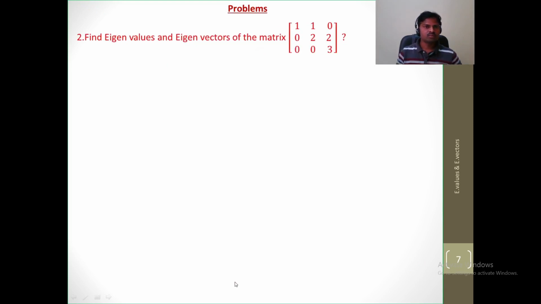Second problem. Look at this problem. Find the eigenvalues and eigenvectors of this matrix. So here I have taken a different matrix. What kind of matrix have I taken here? Look at it. I have taken an upper triangular matrix. This is an upper triangular matrix. Later I am going to establish a note about eigenvalues for these types of matrices, upper triangular and lower triangular matrices. Now let us enter into the calculations.